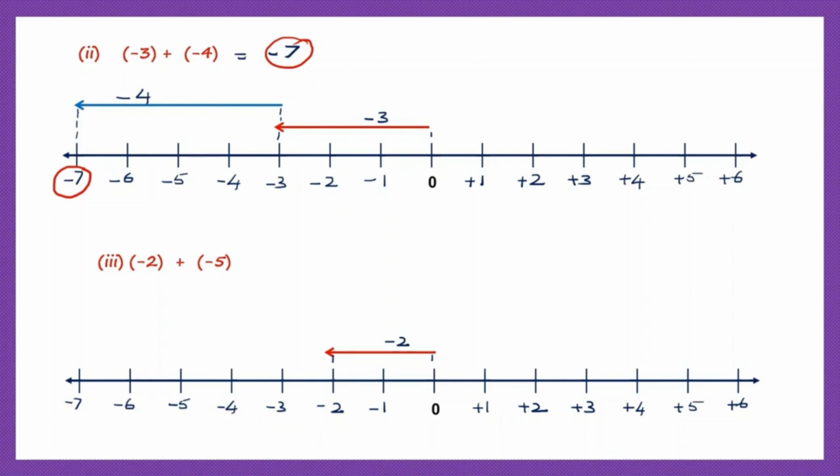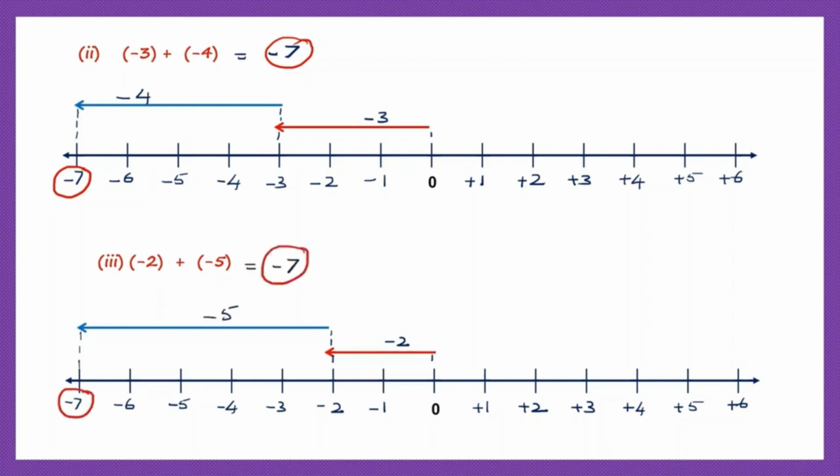So let's do that. Let's start from minus 2 and move 5 steps to the left because it is minus 5. So we have done that. We started from here and we reached minus 7 when we moved 5 steps to the left. So we moved 5 steps to the left. And what is the number that we have reached? We have reached minus 7. So that is our answer here. This is equal to minus 7.